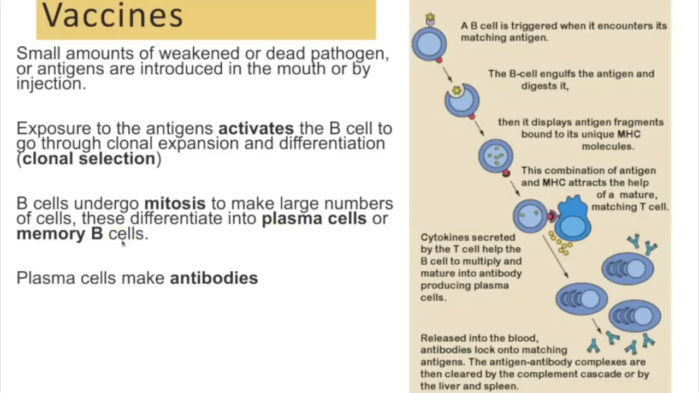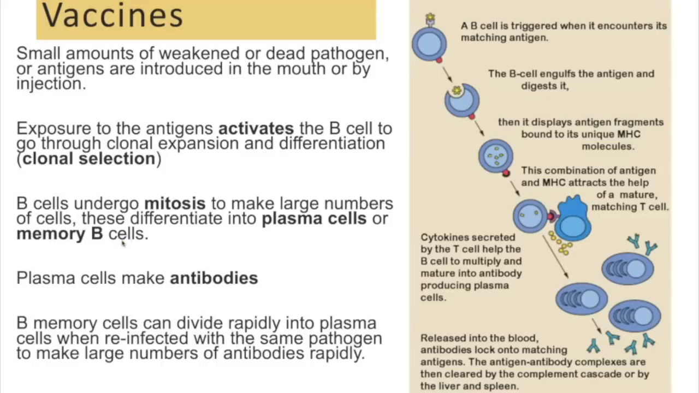As we said earlier, the plasma cells will make antibodies, but the key bit of importance for a vaccine is the fact that B memory cells will also be produced, and those can stay in the blood for years. So that means that if you are infected with the actual pathogen, those memory B cells, if they collide with the antigen, will divide rapidly into plasma cells when you are reinfected, and therefore you create large numbers of antibodies so rapidly that you shouldn't get the symptoms of the disease. Or if you do, they'll be very, very mild and you should be able to overcome the disease more quickly.